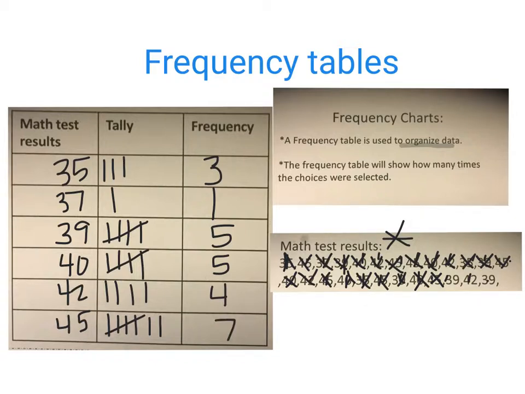So if I add those up, 7 plus 3 is 10, 5 plus 5 is 10, giving me 20. 4 plus 1 is 5. That would give me a total of 25 numbers. So I know that they're all on my frequency table or my frequency chart. And that is basically how you make your chart.